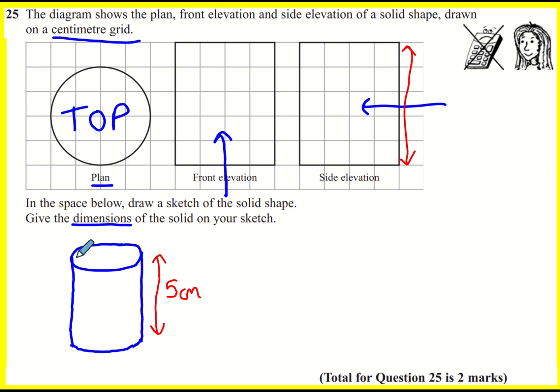And the diameter of that circle at the top is 4 centimetres, and that is exactly the same, as you can see, as the width of the rectangle. So that is 4 centimetres. So that is your final answer there. Okay, that is your answer.